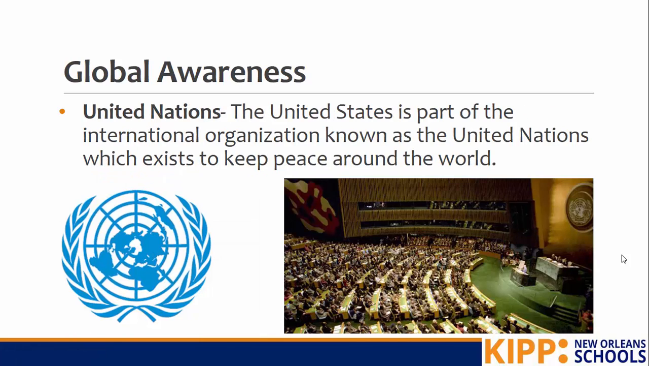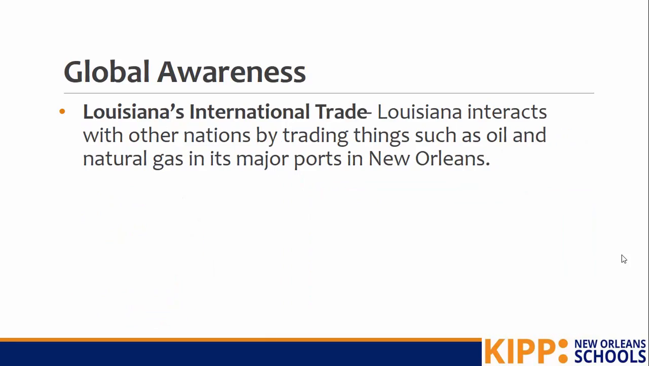The United Nations is an organization that the United States is part of. It's an international organization, meaning it brings together people from all over the world. And the purpose of it is to keep the peace around the world. So the United Nations may get involved if there's a conflict somewhere else, and the idea is to try to stop that conflict as soon as possible.